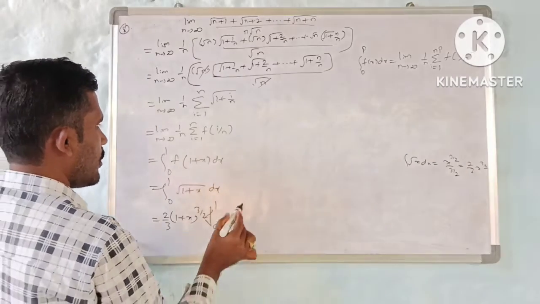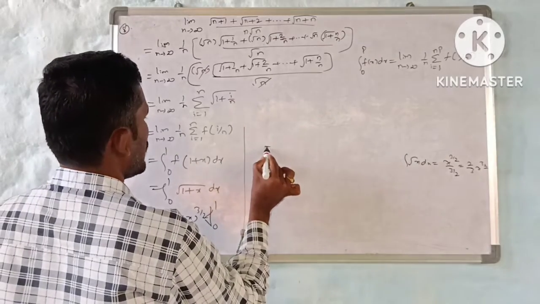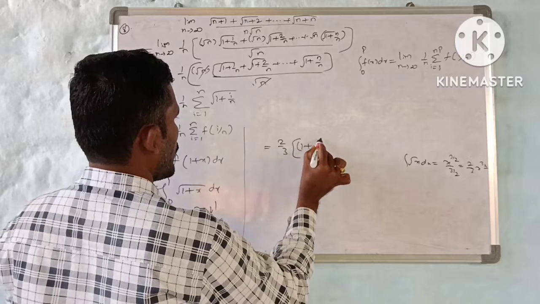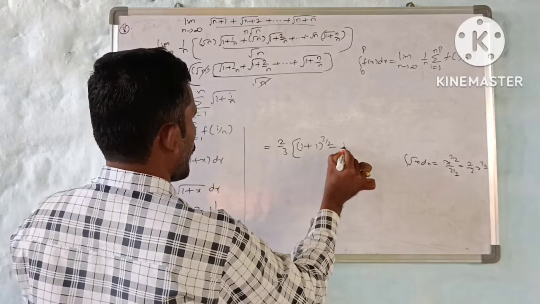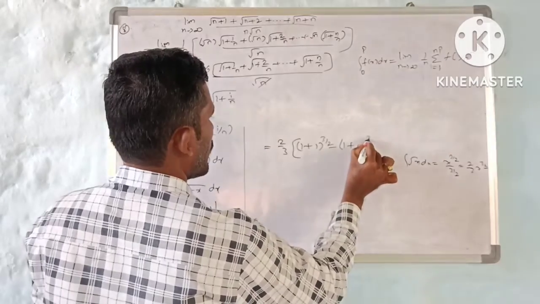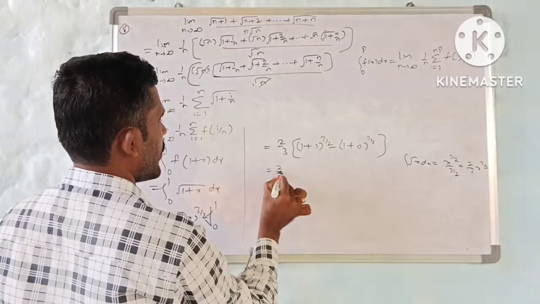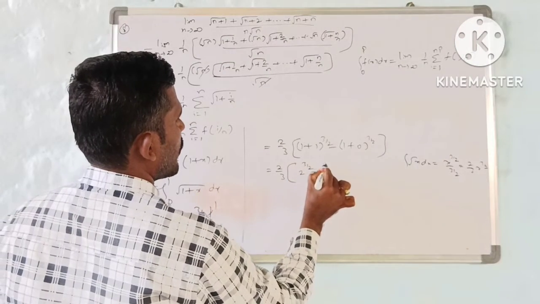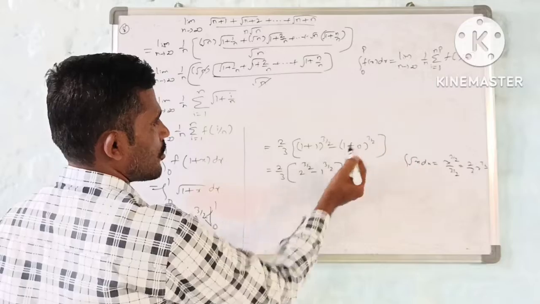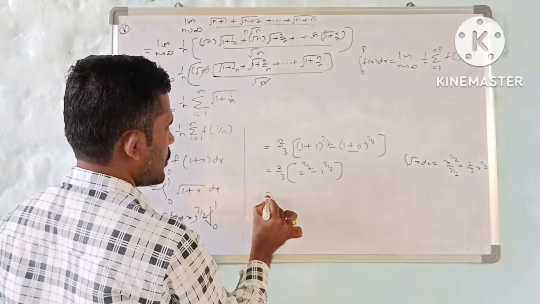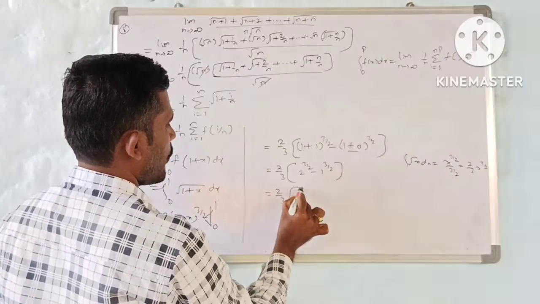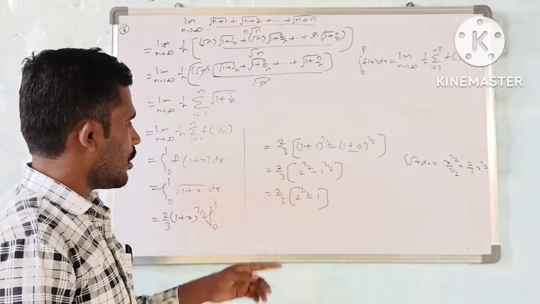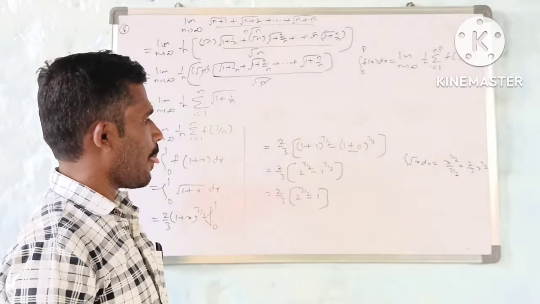Upper limit minus lower limit. So then what do we get here? This is 2/3, and the upper limit is (1 + 1) whole power 3/2, minus the lower limit, (1 + 0) whole power 3/2. So 2/3 here: 1 + 1 is 2, so 2 power 3/2, minus 1 power 3/2. Only 1 + 0 is 1 here, and 1 power anything is only 1. So therefore the answer is 2/3 (2 power 3/2 minus 1).